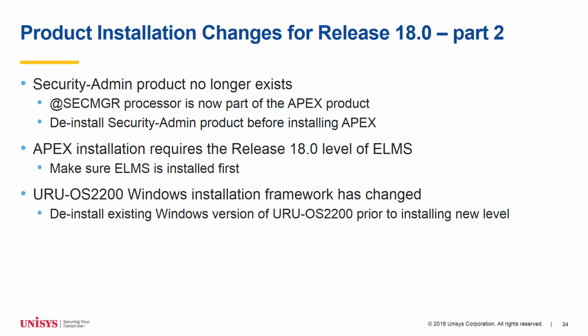The URU OS 2200 product consists of two components. One component is installed on the ClearPath OS 2200 system, the other is installed on a Windows-based server. In this release, the installation framework for the Windows component has been significantly changed. You must first deinstall any existing version of the URU OS 2200 from your Windows server before you begin your installation of the Release 18 level of the Windows component for URU.